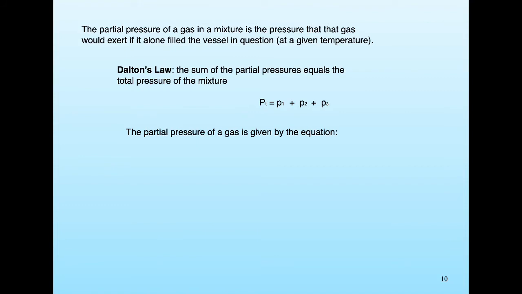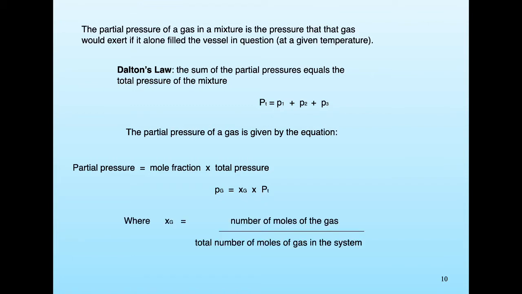Partial pressure is given by the equation: partial pressure is mole fraction times the total pressure. So partial pressure of a gas is the mole fraction of that gas times the total pressure. Obviously, we're going to need to define mole fraction, but that's quite simple. Mole fraction is the number of moles of that gas present divided by the total number of moles of gas in the system. Obviously, all of the mole fractions add up to 1.